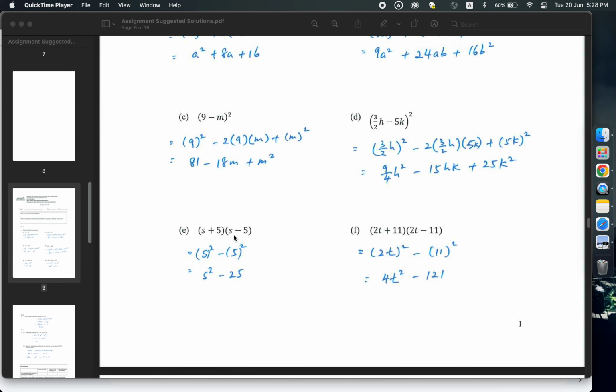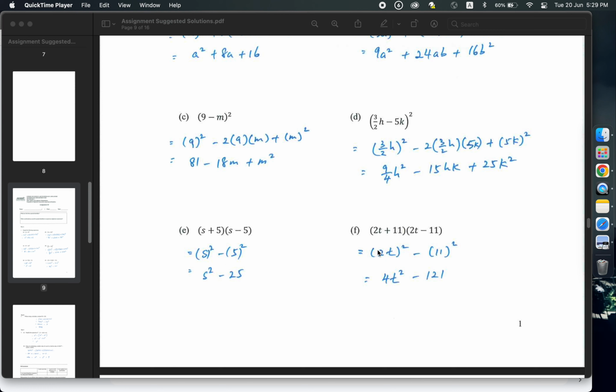Over here, this time round is the product of the difference. So (s + 5) times (s − 5). If you know that that's the difference of two squares, this is what we get. So s squared minus 5 squared, so s squared minus 25.